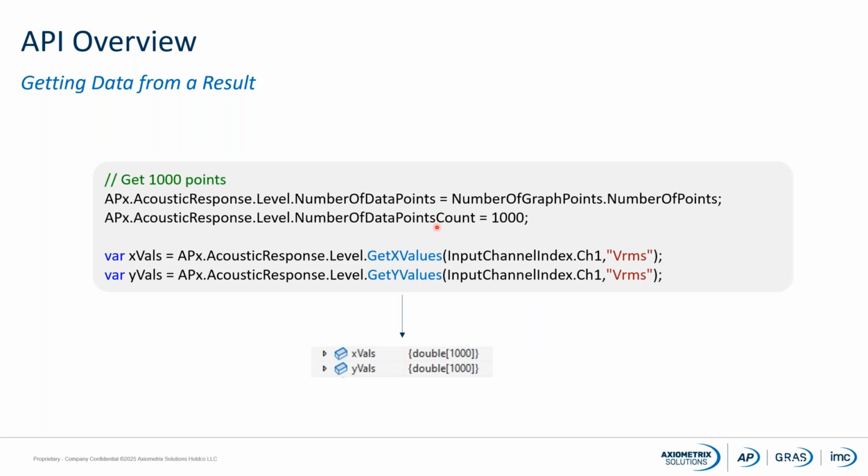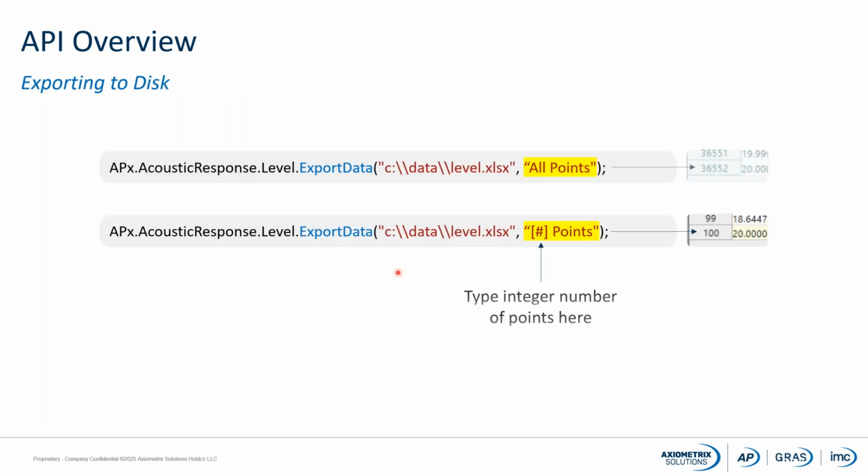If you want a specific number of points, we can do that too. Just use the number of graph points property to limit the number of points, and it will decimate down. And then use get X values and get Y values APIs instead. If you want to export to disk, you can do so like this, and you can either export all points or a specific number of points.